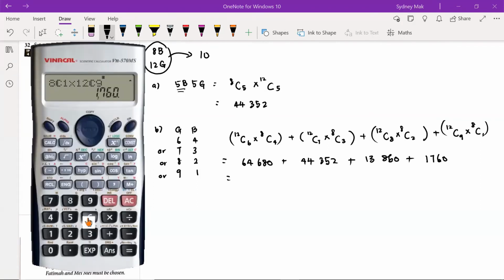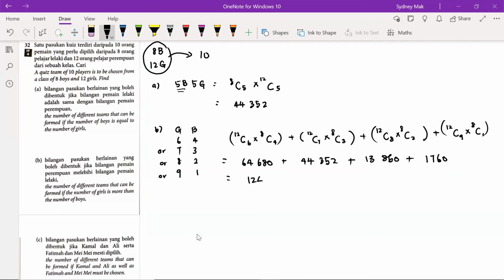So we have 64,680 plus 44,352 plus 13,860, and then plus the last answer, 1,760. So all in all we have 124,652 ways. That's for part B.